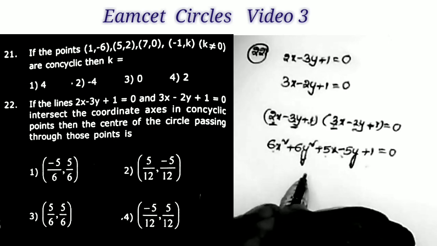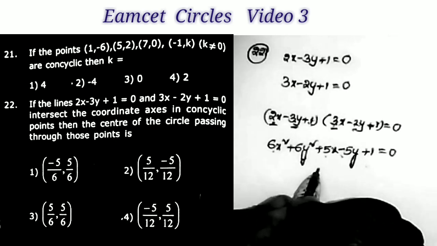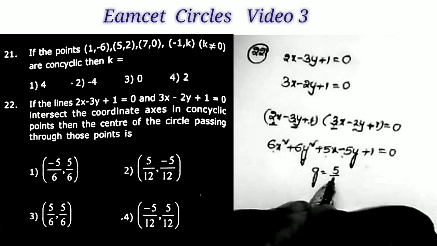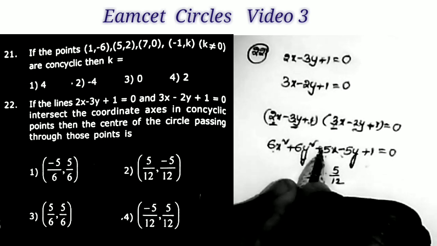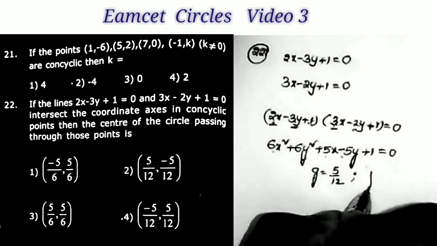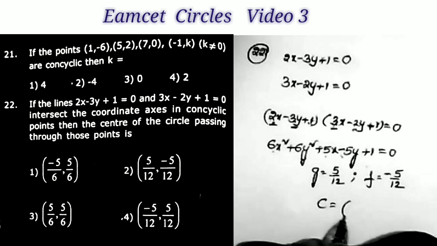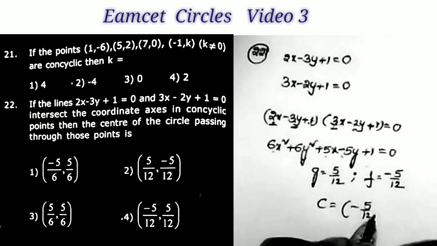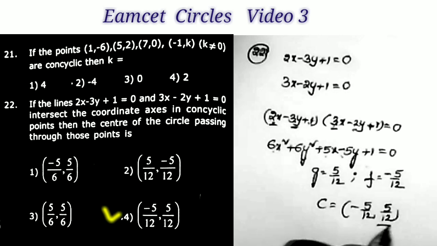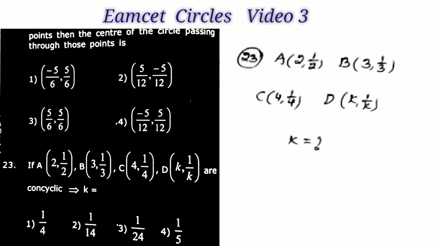Now to take the center. What is the center? 2G is equal to 5 by 6, so G is 5 by 12. And F is equal to minus 5 by 12. Therefore, the center is equal to minus G comma minus F, that is minus 5 by 12 comma 5 by 12. That's all. This is the answer and that is the last option. Okay. Next question, sum number 23.